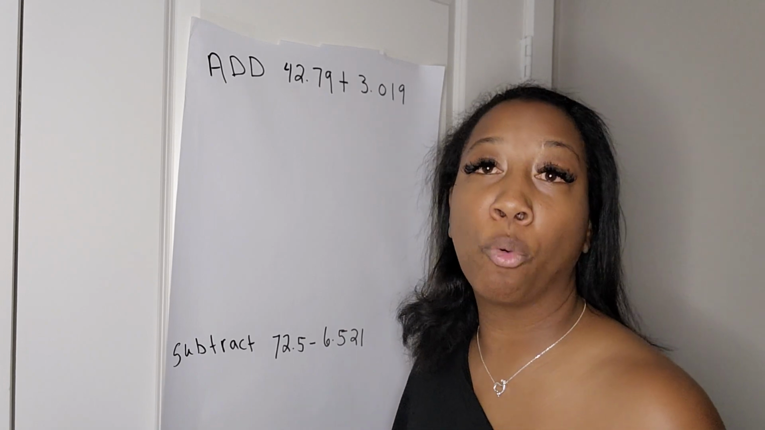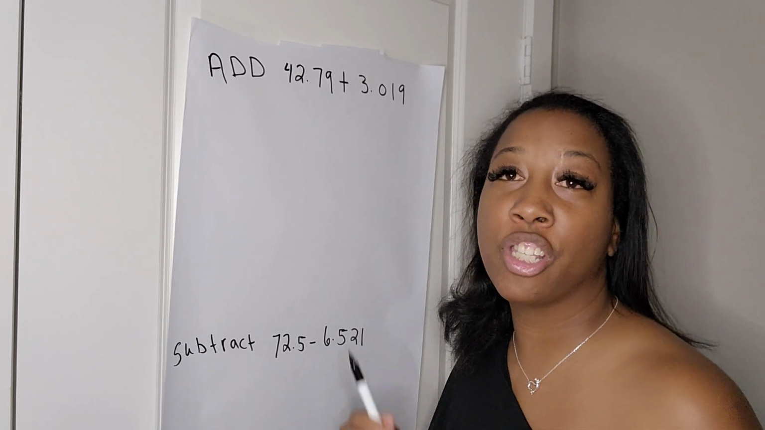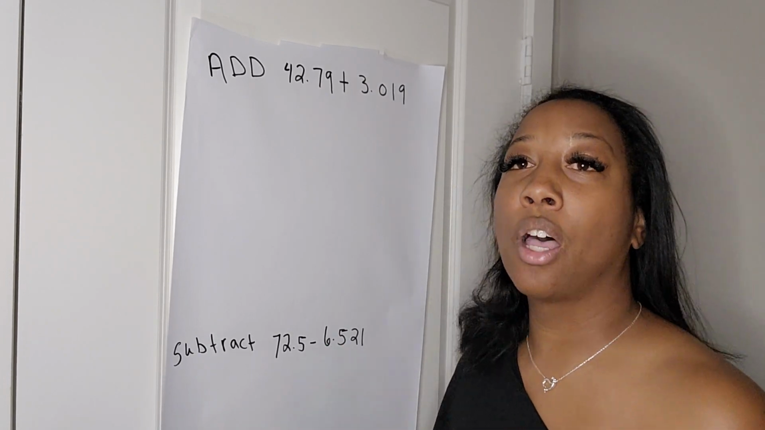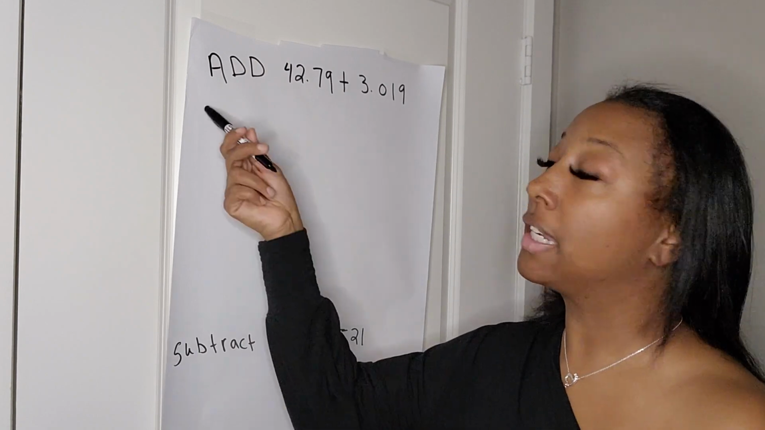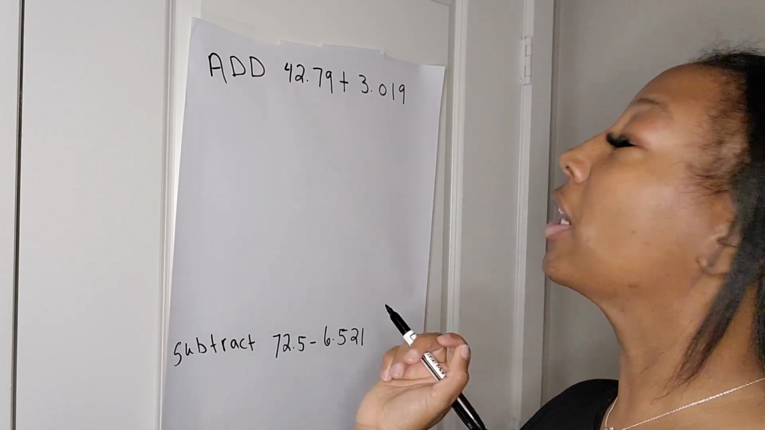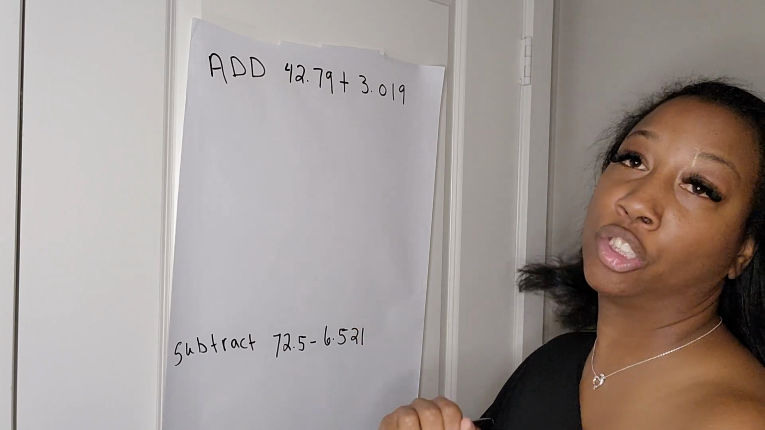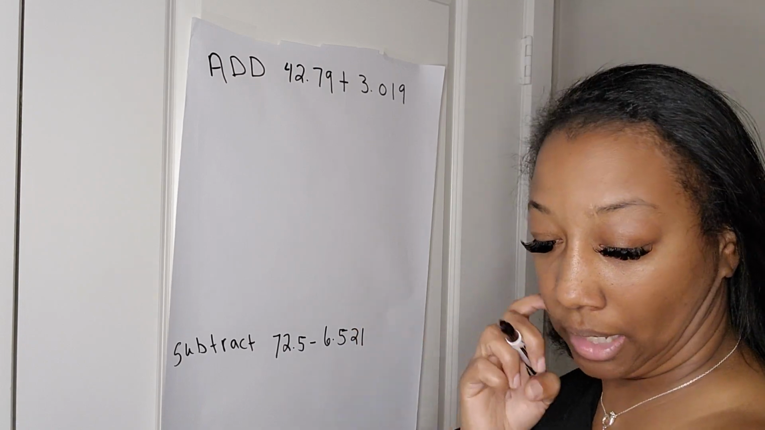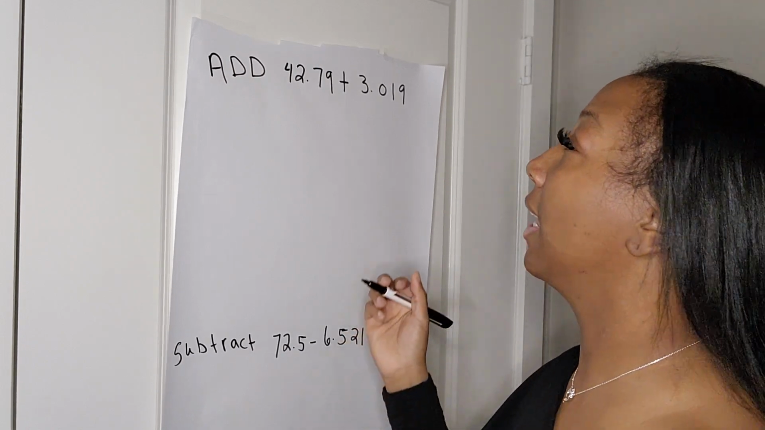This time I am going to be performing operations on decimals. So the first thing that I have is an addition problem, 42.79 plus 3.019. Rule number one is line them up.